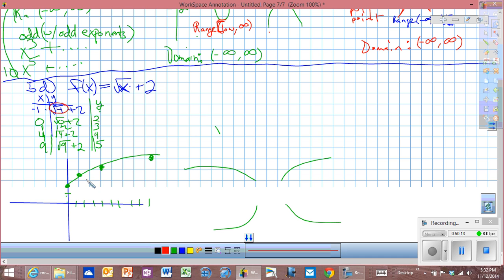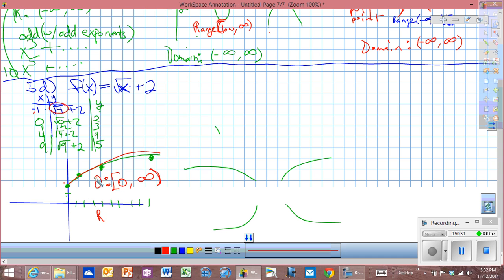But remember, like my domain, what x's can I plug in? There were x's that we couldn't plug in. We couldn't plug in negatives here. So my domain here was from 0 because I could plug in 0, and it goes to the right forever. I'm looking at that graph. It goes from 0, right.